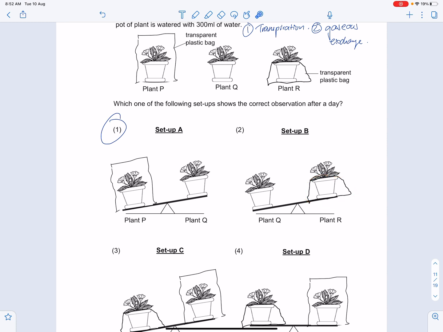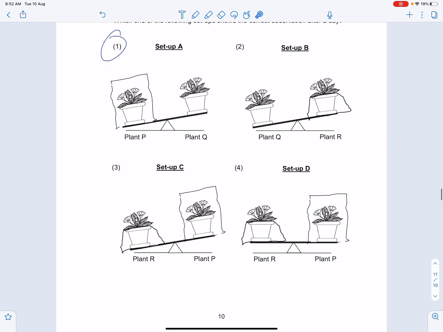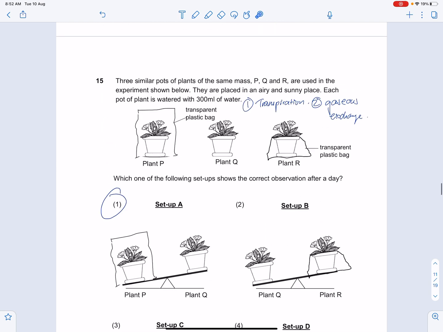However, I must say that technically this should go up, and this should go down, simply because the bag here prevents evaporation. So at least some amount of water would be retained here. Okay? So if you were to compare which one has the most amount of water, I would say that it will be this one, plant P, followed by R, followed by Q.